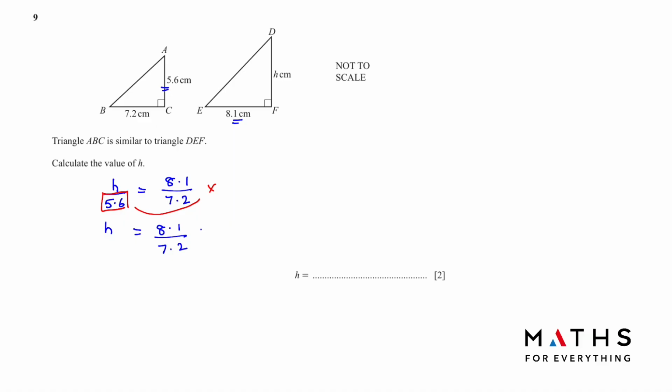8.1 divided by 7.2 multiplied by 5.6. If you first want to put 8.1 divided by 7.2 in the calculator and then you multiply, you can do that. I prefer to use the calculator once. This will give us 6.3.